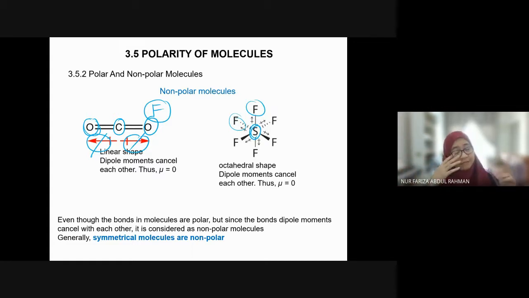Like I've mentioned in our previous lecture, katakanlah someone is pulling me to the right, the other one is pulling me to the left. If they both have the same power ataupun mass ataupun energy, everything the same, that is what we call magnitude. Dia menarik saya ke arah yang berlawanan. Will I be moving to any of these two directions? No, I will not be moving. Saya tak akan move, sebab same power. Paling pun saya punya tangan tercabut.